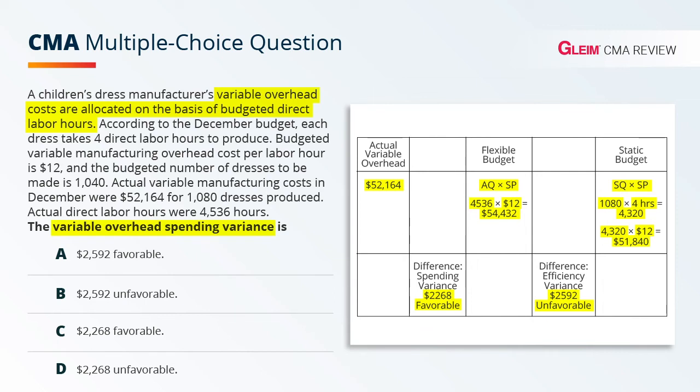So I agree that the $2,592 unfavorable efficiency variance is something that you would calculate doing this problem. You didn't have to do that side of the problem. You really only needed to do the spending variance side. For demonstration purposes, I showed you both so we could practice. But you want to make sure that you know the spending variance is the variance on this side of our model. So the correct answer is $2,268 favorable, which is choice C.